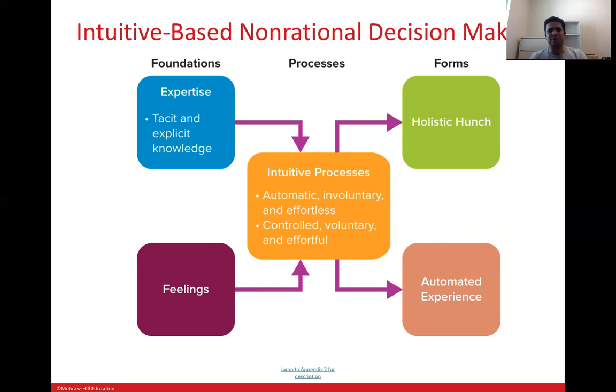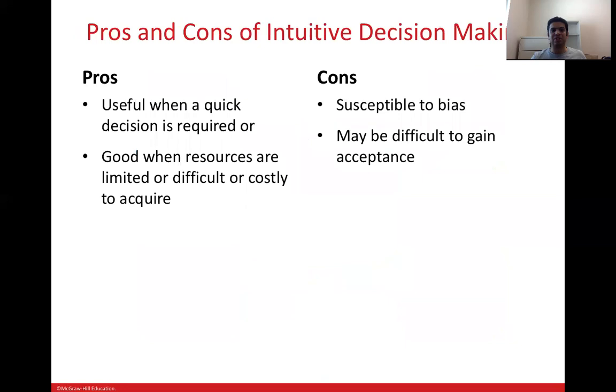Either automated experiences, like driving. Driving is more of an automated experience. What should I do? Left, right. I feel that I'm going in the right direction. You don't need to think about every specific action that you take when driving. However, a holistic hunch is more of, my gut tells me that I should do that. So this is another way in which we make decisions, based on our intuition.